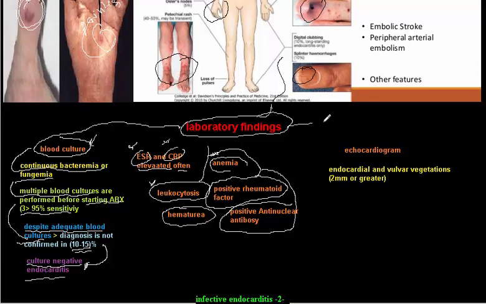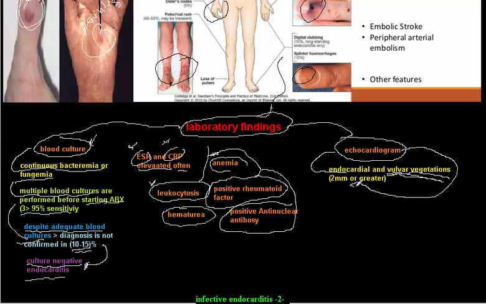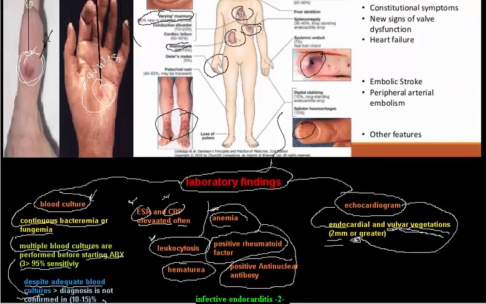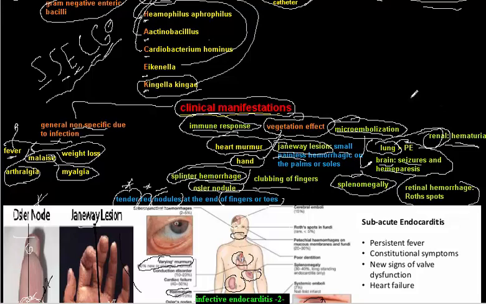On the other hand, we have the echocardiogram. Echocardiogram is very important in infective endocarditis to see the valvular vegetations. We can visualize the valvular vegetation by echocardiogram, and they will be 2 millimeters or greater. This is all about the laboratory findings and the clinical manifestations of infective endocarditis.